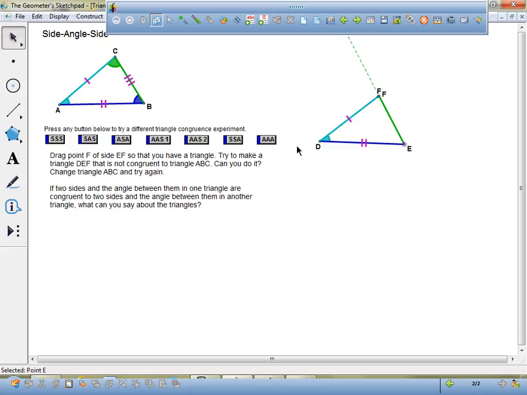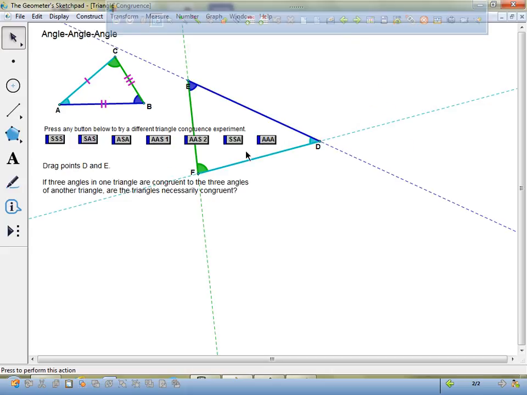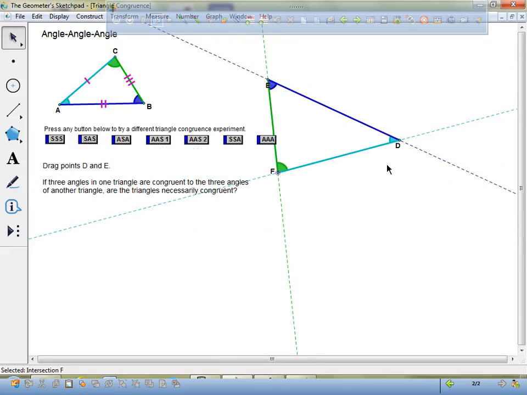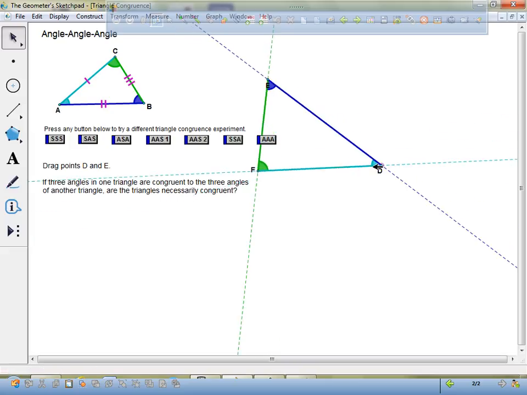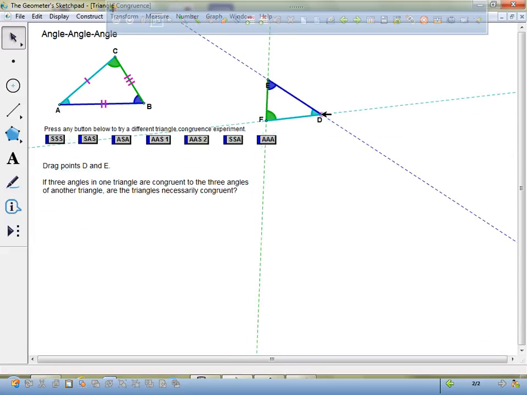Well, let's talk about AAA. What do you think about AAA? These three angles cannot change, but the side lengths can change. Do you think I can make more than one triangle? Yes. Watch. If I drag this triangle around, I can't change the angles, but I can change the lengths.